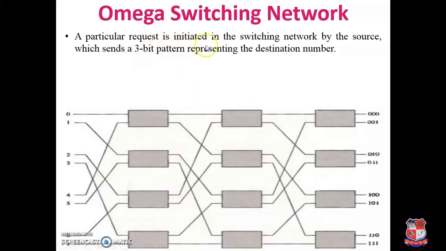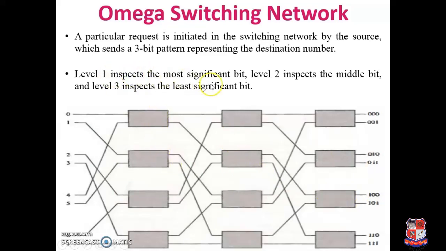A particular request is initiated in the switching network by the source. The source requests to reach the destination, which sends a 3-bit pattern representing the destination number. So if any cell comes at port number 1 and wants to reach 100, it generates the path first, and then the cell will reach 100 through the established path. Level 1 inspects the most significant bit, level 2 inspects the middle bit, and level 3 inspects the least significant bit.